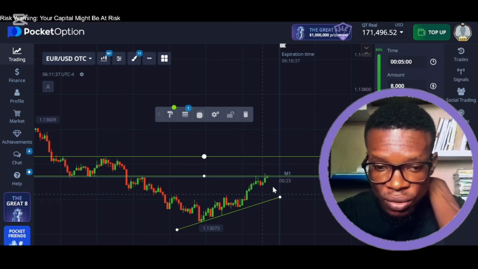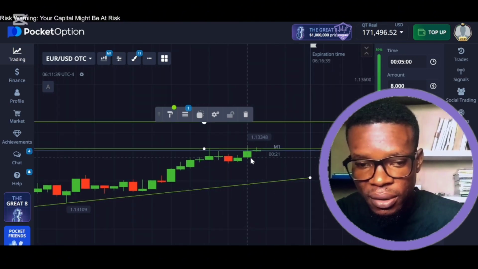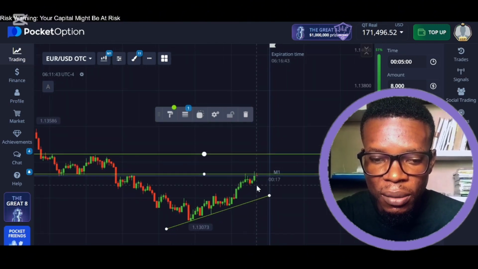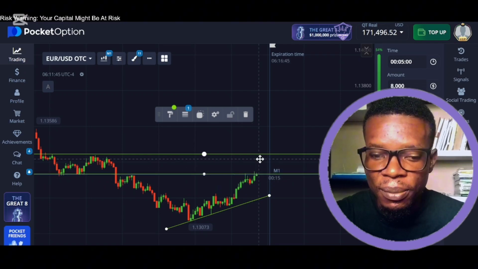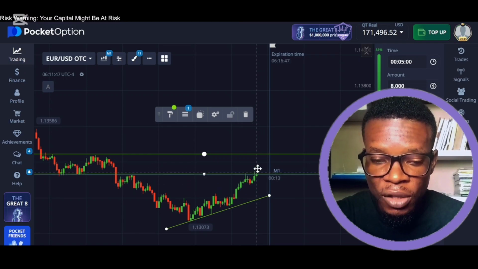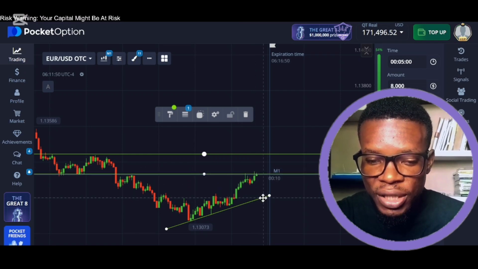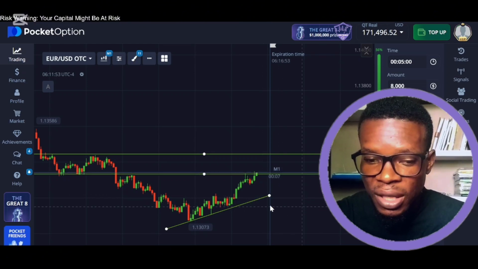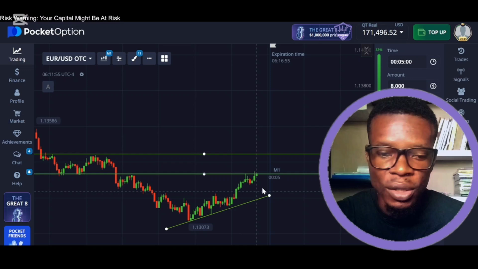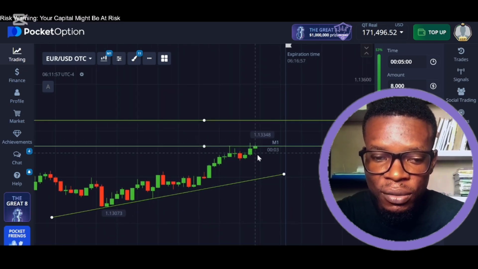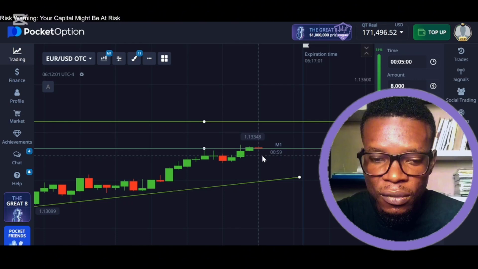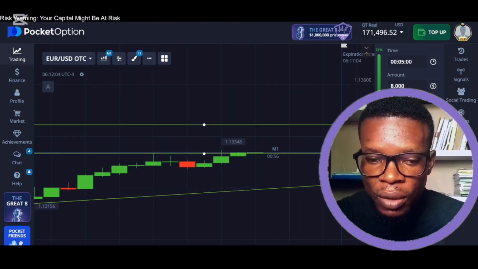So I may also consider taking a trade if price should close above, but that trade should be in the direction of the buyers. But if price closes above, this trade on this support level in the direction of the sellers will be invalid. But if the price closes above this level, then I can take a buy trade in the direction of the buyers. So I'll go ahead and place the trade.